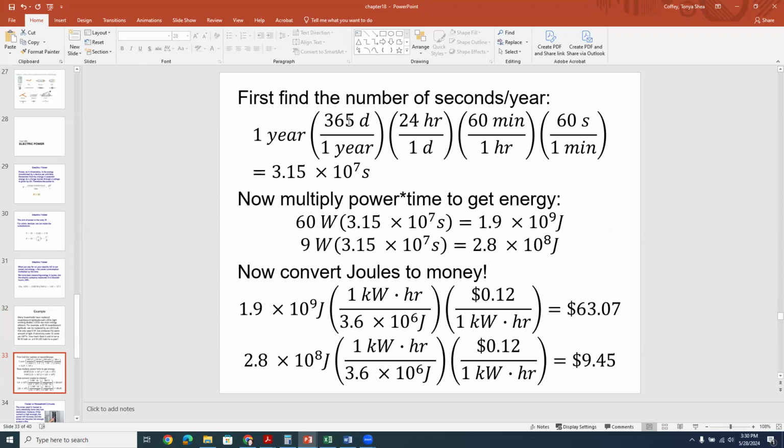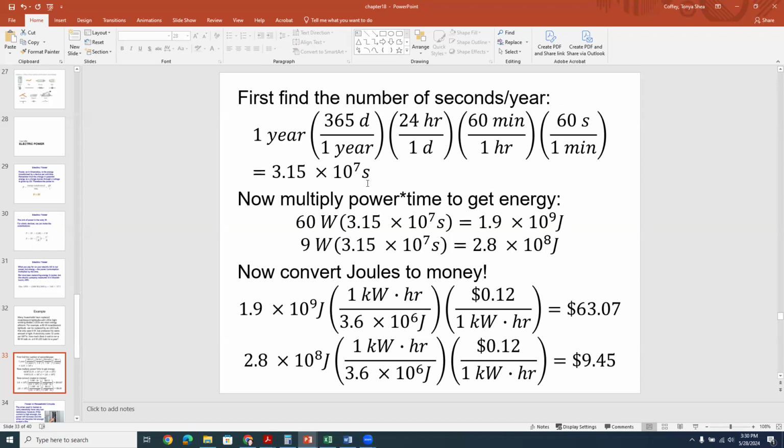So 1 year is 365 days, and then multiply it times the number of hours in a day, which is 24, and then the number of minutes in an hour, which is 60, and the number of seconds in a minute, which is 60. And 365 times 24 times 3,600 is 3.15 times 10 to the 7 seconds. So that's about how many seconds there are in a year.